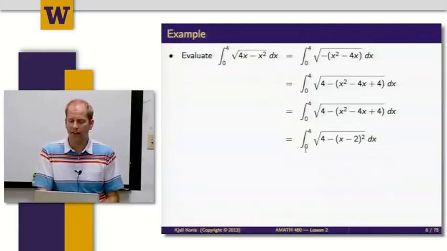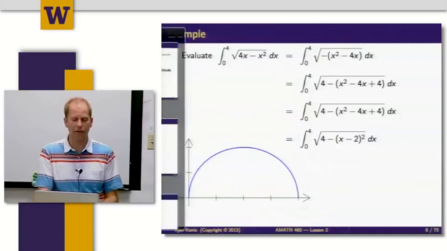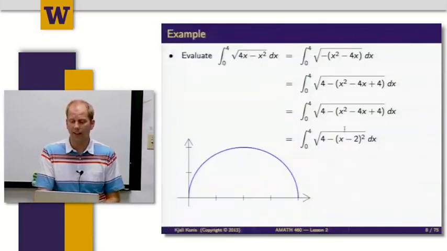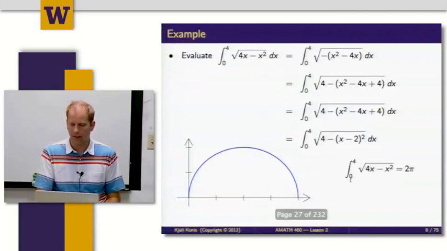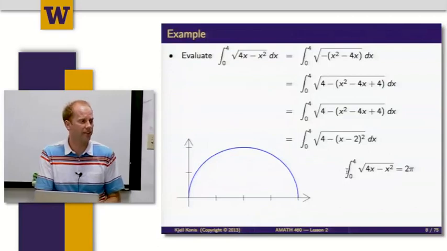So now I can recognize this as the square root of 4 minus x minus 2 squared, the integral from 0 to 4. And I think I have my picture here. So this is what this function looks like. And in fact, if you get rid of the square root here, if you think of this function as y equals f of x, then what you're going to have is y squared plus x minus 2 squared equals 2 squared, which is the equation for a circle with center at 2, 0. And so that means that I can use my area interpretation because I know how to compute the area of half a circle to say that the value of this integral is equal to 2 pi.